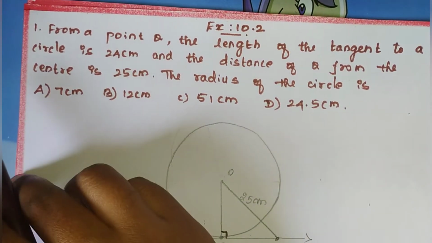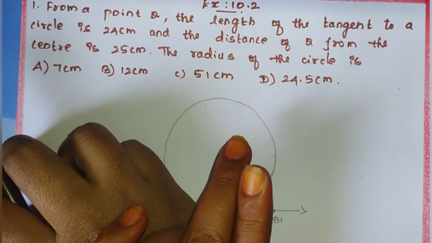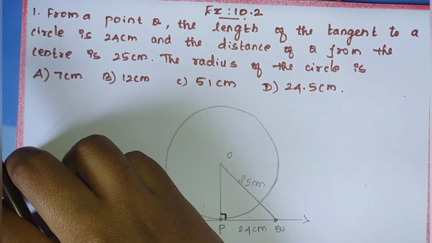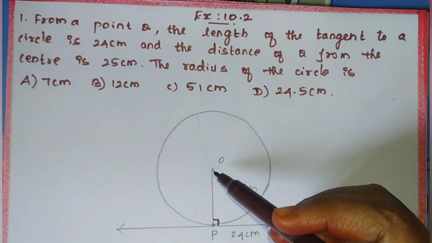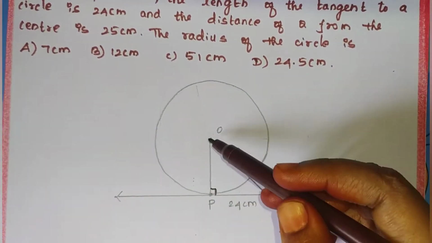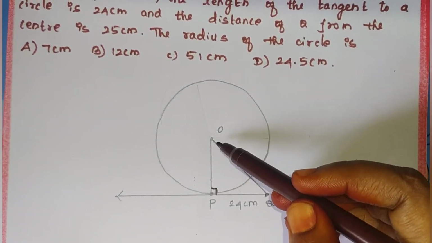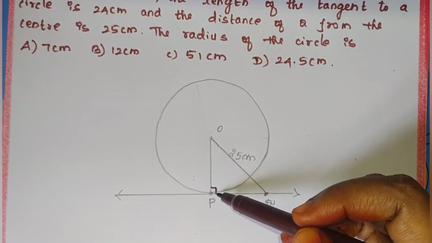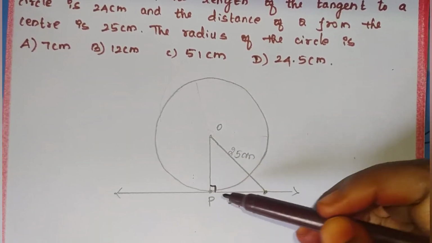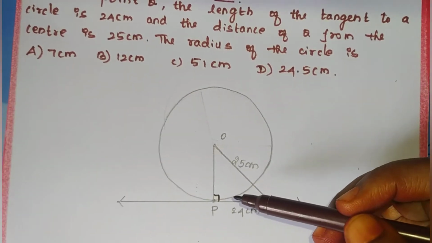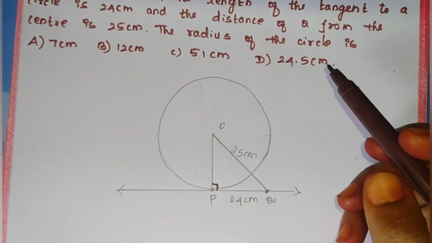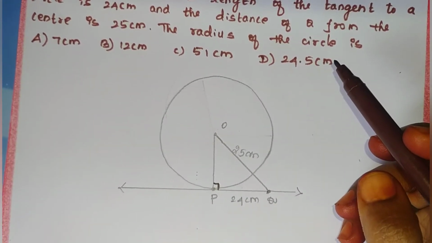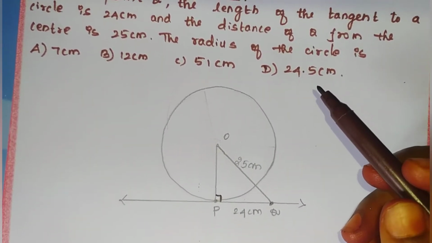Actually we studied two theorems in circle. One is the tangent at any point of a circle is perpendicular to the radius through the point of contact. If you join a line from the center to the point of contact, then it will make 90 degree. That is the first theorem. And the second theorem is the lengths of tangents drawn from an external point to the circle are equal.